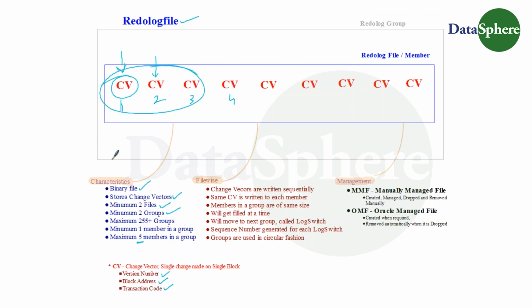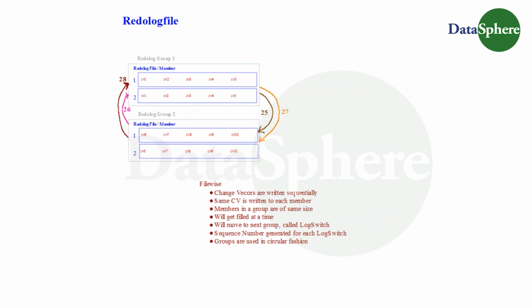Whenever the redo log members are filled, whether one or multiple, it will move to the next group itself. This moving we call a log switch. Change vectors are written sequentially, one after another: change 1, 2, 3. It will write in this way. And in a group, if you have members, they will be of the same size and contain the same information. If change 1 is written here, it is also written to the other member.